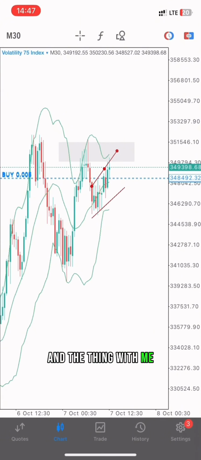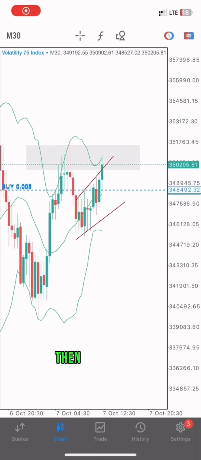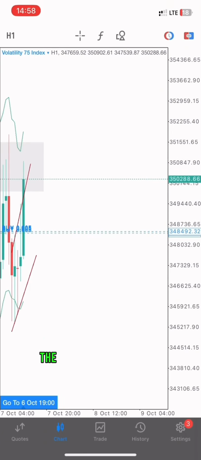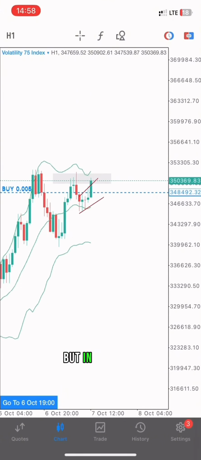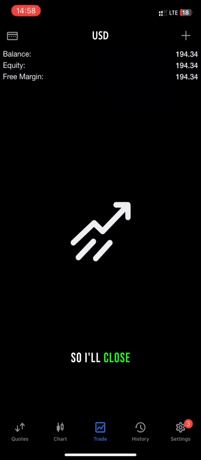And the thing with me when I'm scalping, if I get profit, I close to build the account, then I enter again. In the 30 minutes, it has managed to touch the Bollinger Band, right? But in the 1 hour, it hasn't. Which means the buy is still valid. So I'll close and enter again.